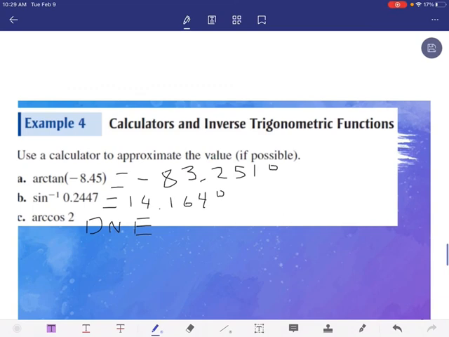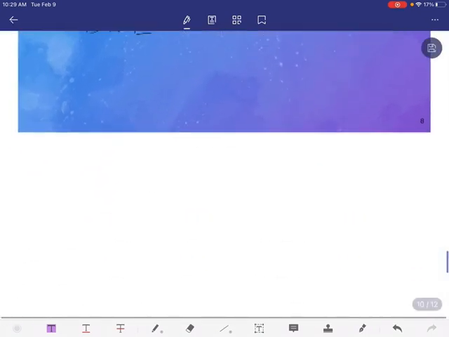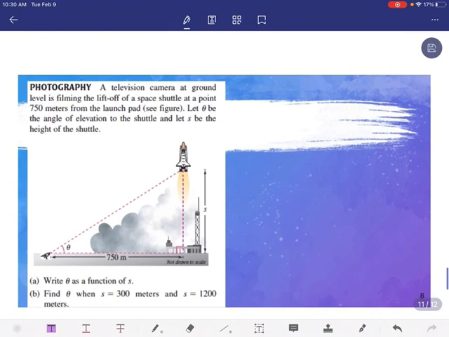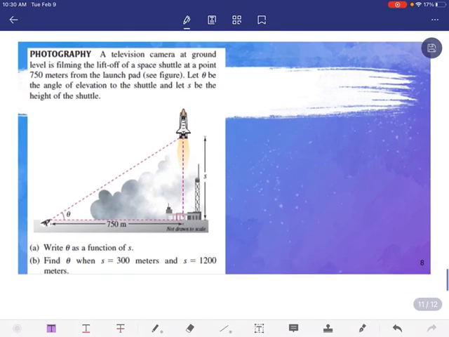Now, like I said, the whole reason that we want to be able to use these is because sometimes we'll run into problems where we need to work our way backwards. So we've looked at some different types of application problems, but all of those were when we were working towards finding a side instead of an angle. Well, now, because we have our inverse, we can find our angles as well.